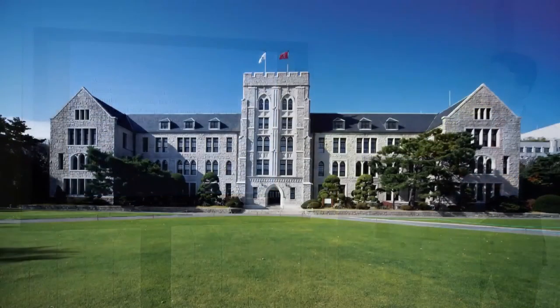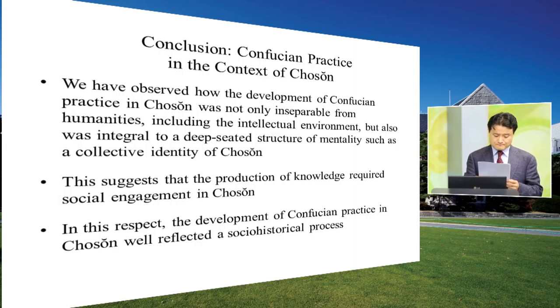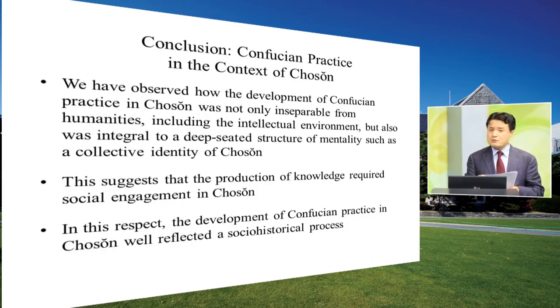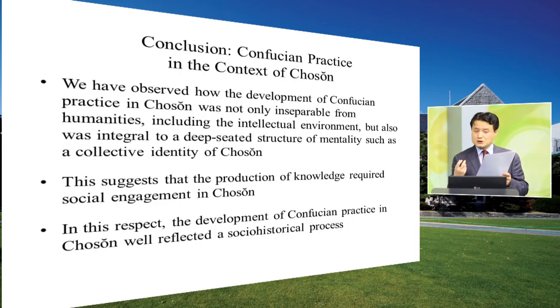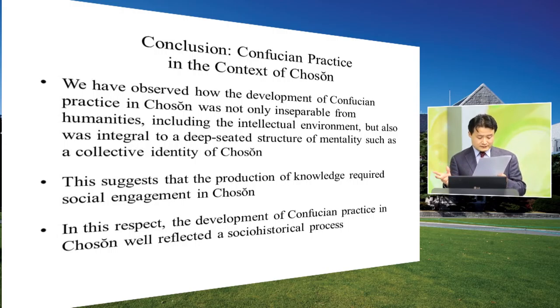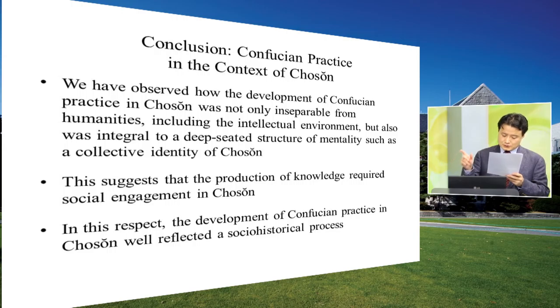Okay. So now we are approaching the conclusions. We have observed how the development of Confucian practice in Joseon was not only inseparable from humanities, including the intellectual environment, but also was integral to a deep-seated structure of mentality, such as a collective identity of Joseon, or the Eastern realm of Confucian civilization, for instance. And this suggests that the production of knowledge requested social engagement in Joseon. And in this aspect, I contend that the development of Confucian practice in Joseon well reflected a socio-historical process.